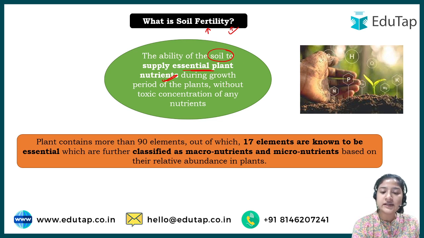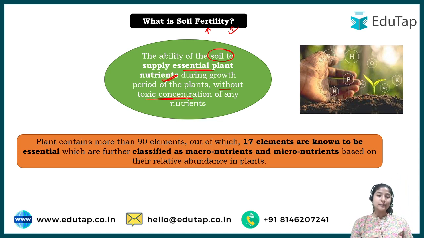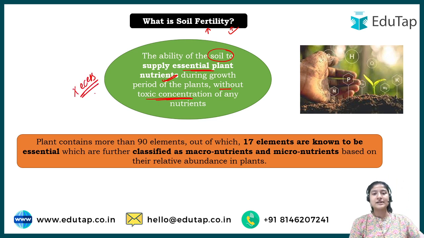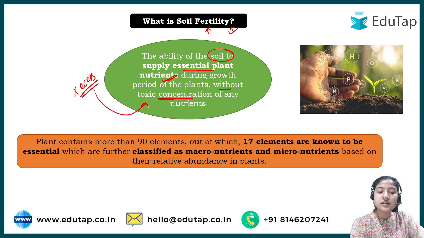And one more thing: without toxic concentration. What is toxic concentration? The elements important for the growth of the plant should not be present in excess, because if they are present in excess, they would retard the growth of the plant and become toxic. So there should be no toxicity in the soil. That is known as soil fertility.